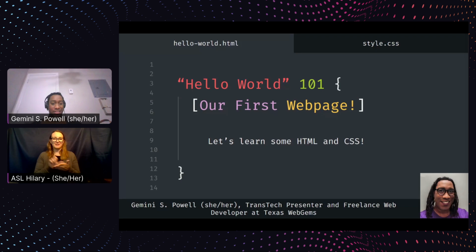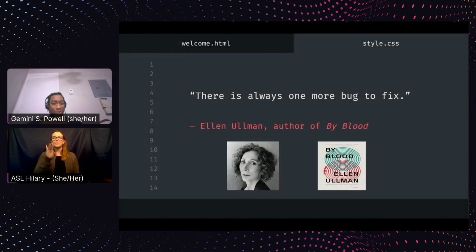I always like to start these things off with a bit of a quote to get us into the mood of coding. Today's quote comes from Ellen Ullman. She's the author of By Blood, which is a really good book to read. You guys should definitely add it to your selection. One of her most famous quotes to date: there is always one more bug to fix. It's often believed in the programming world that, for those of us who fix bugs, the act of programming is putting the bugs in and the act of debugging is getting them out.